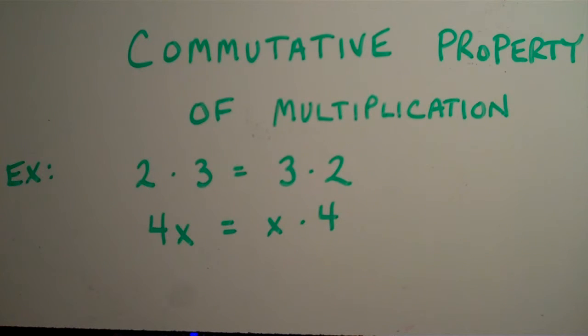Next is the commutative property of multiplication. The commutative property of multiplication is very similar to the commutative property of addition. The only difference is we are now looking at the operation of multiplication. The numbers are separated by multiplication and can be just switched in order. In other words, 2 times 3 is the same thing as 3 times 2, just as 4 times x would be the same thing as x times 4. That is the commutative property of multiplication.